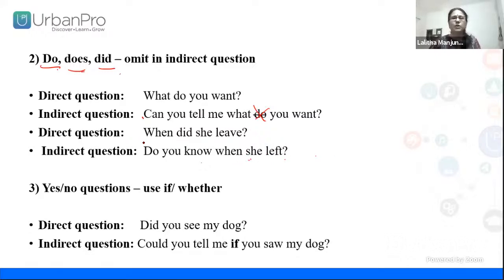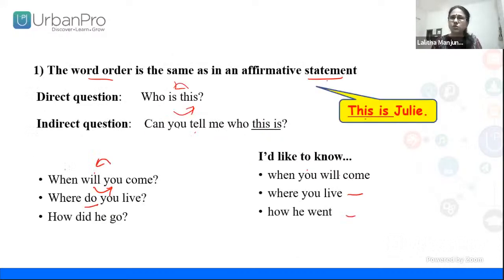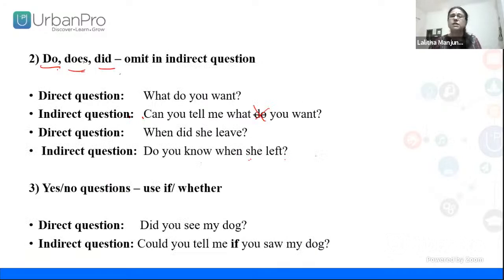Okay. So in the indirect question, we omit these words: do, does, and did. So that is rule number 2. The first rule was the order is the same as a positive statement. Rule number 2 is if you have do, does, and did, you have to omit them. Now, what is the third rule?